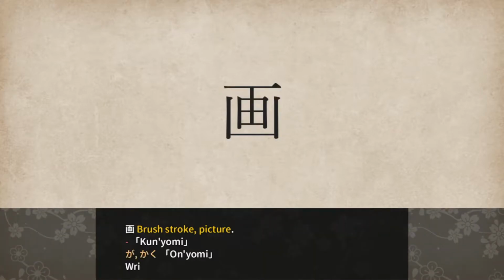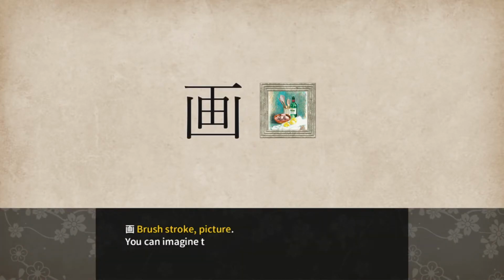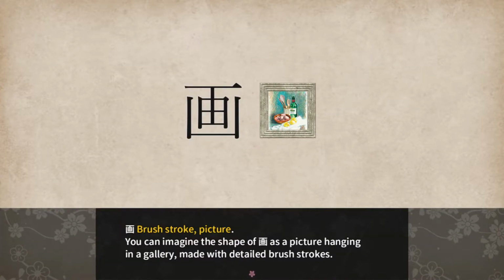Ga. Brush, stroke or picture. No Kun'yomi, and Ga or Kaku for On'yomi, written with 8 strokes. You can imagine the shape of Ga as a picture hanging in the gallery, made with detailed brush strokes.